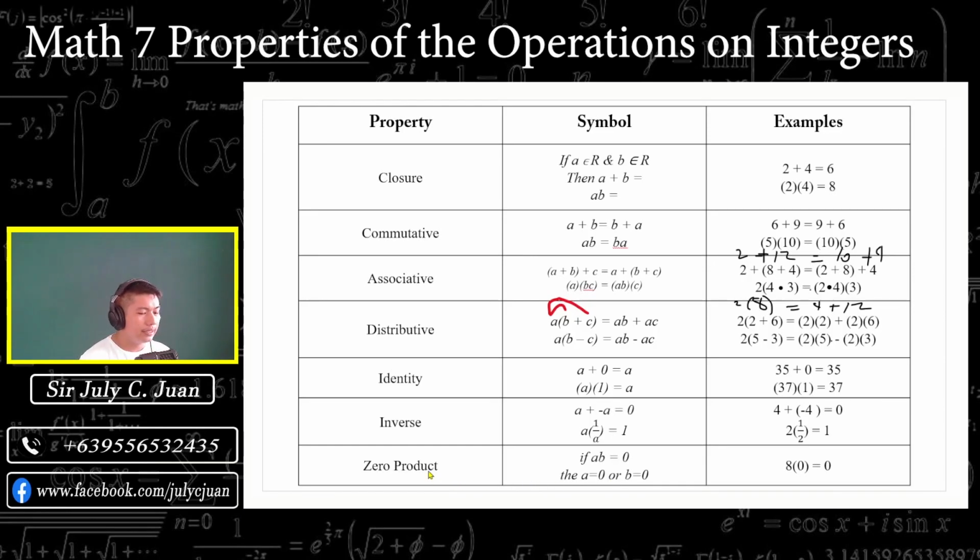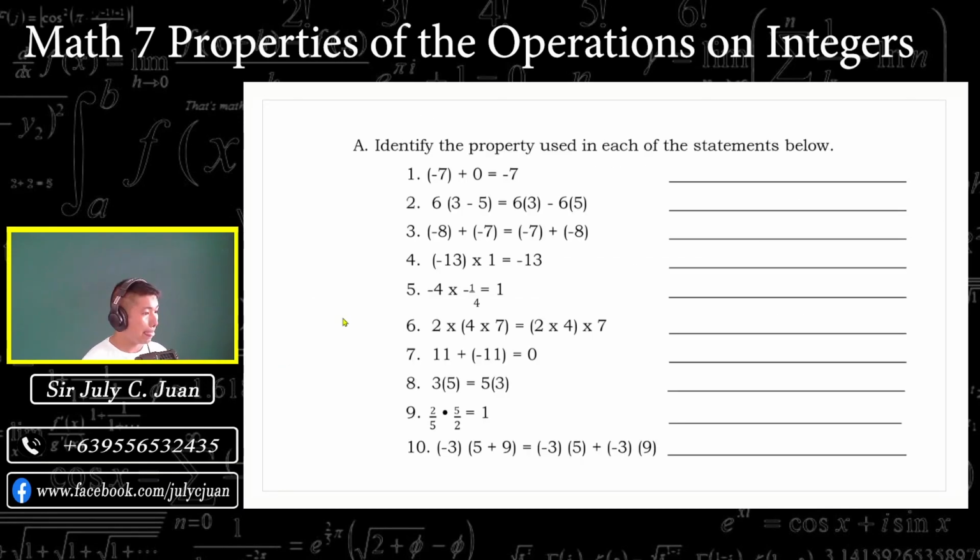It only applies in multiplication. So we have 8 times 0 equals 0. Okay? Ganun lang kasimple. That is now zero product property. Okay? So, huwag malilito. Ulitin natin. Closure, commutative, associative, distributive, identity, inverse, and zero product property. Okay? So, yun yung mga properties natin.